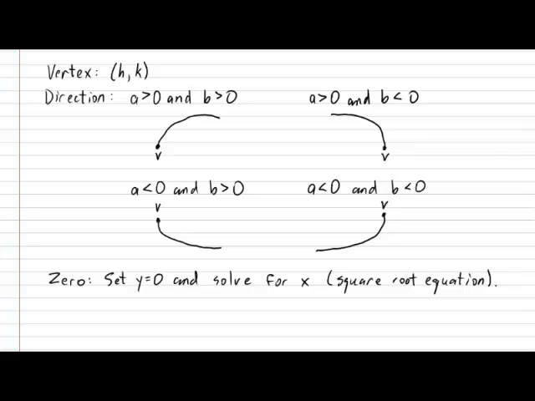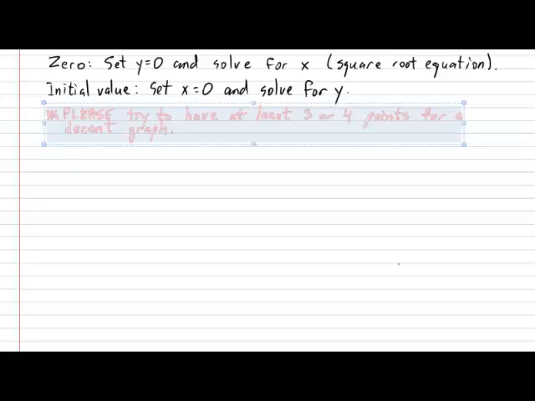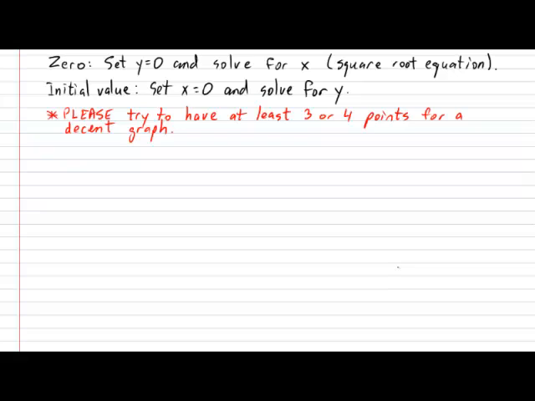And finally, the last bit of information that we'd like to have is, of course, the initial value. And for that, as with any other function, we set x equal to 0 and solve for y. One little note to keep in mind is that due to the inaccurate nature of drawing this type of graph, most teachers would like you to at least have 3 or 4 points to draw a decent graph. So this will probably involve plugging in some random x values to get a couple more coordinates.